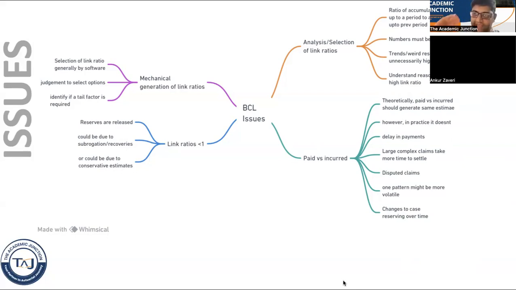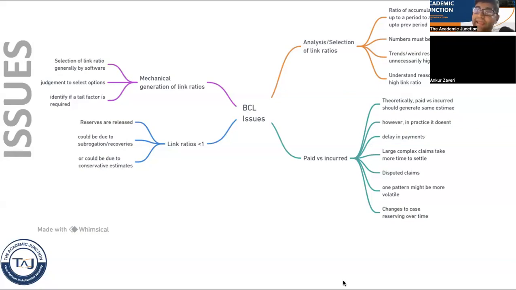You're looking at mechanical generation of link ratios, which is a major issue because sometimes it's generated using software, and software generally selects development factors and tail factors based on some kind of algorithm. Sometimes you may have to modify the tail factor or change the link ratios, which is a big problem. So that's one issue that is there.